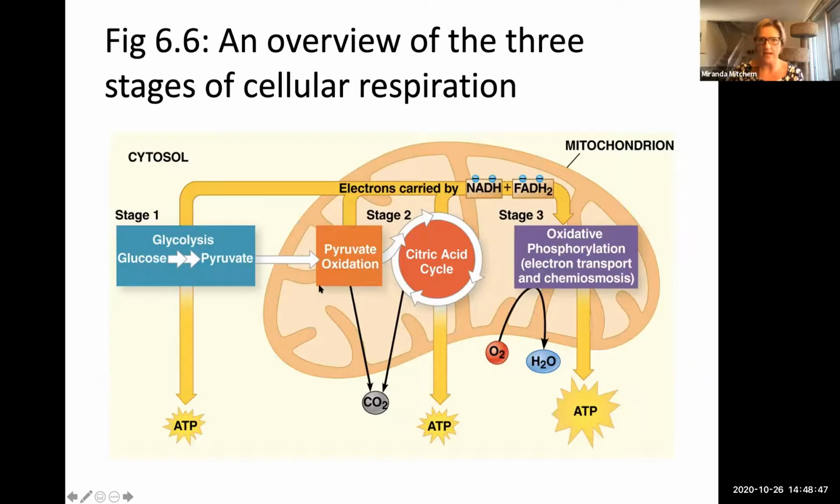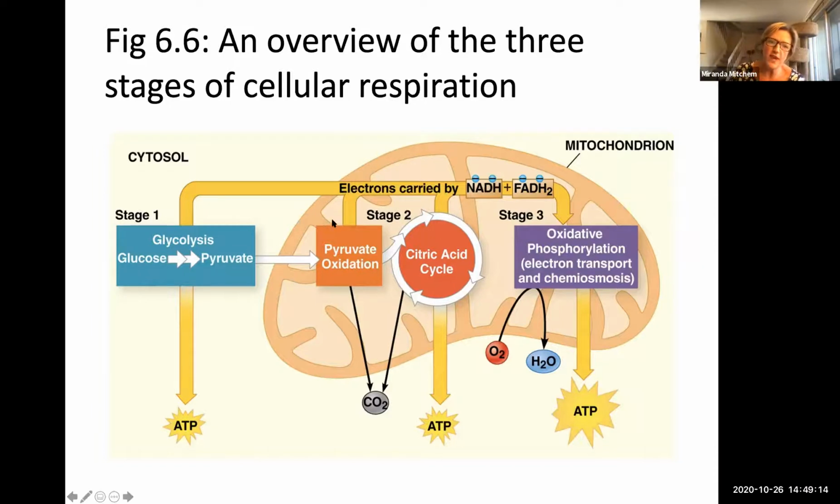We have not yet entered the mitochondria. Location is important. But beginning with the transition step, which is the oxidation of each of those 2 pyruvate, we now do require that inner membrane of the mitochondria. So glycolysis occurs in the cytosol. Everything else occurs in the inner mitochondrial membrane, where those cristae are.